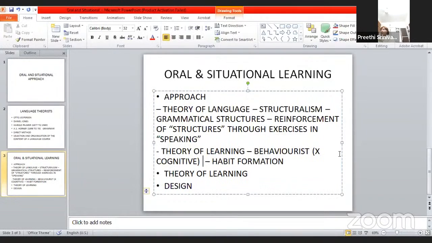Okay, all right. So behaviorist, cognitive. Now, cognition is understanding. Behaviorist is like you are made to do it repeatedly and you do it.